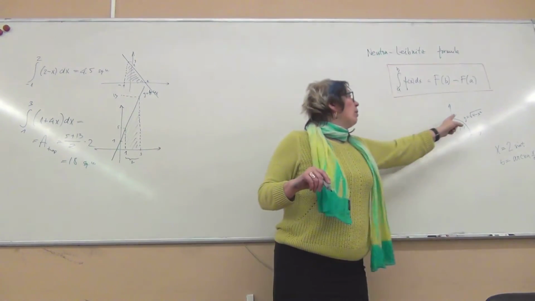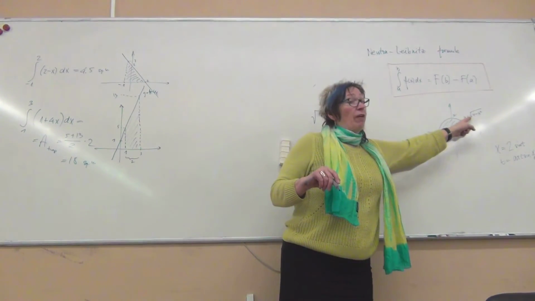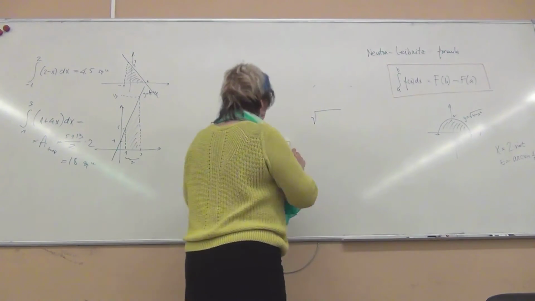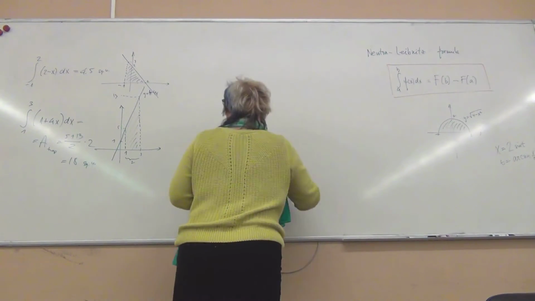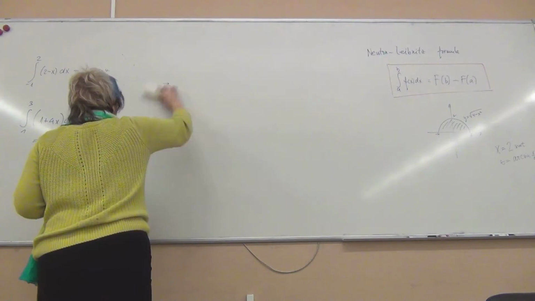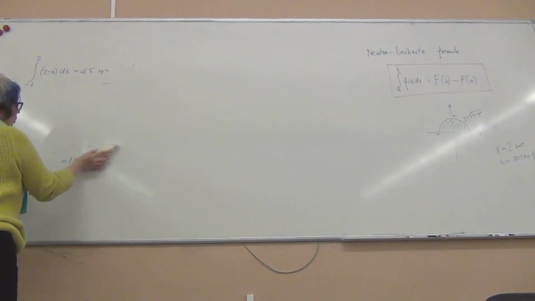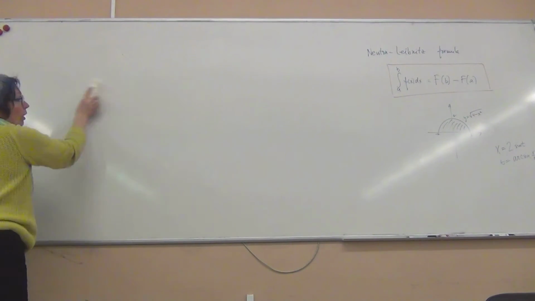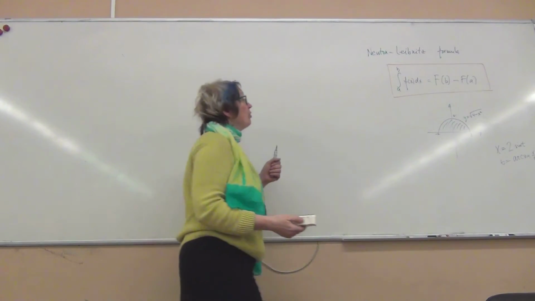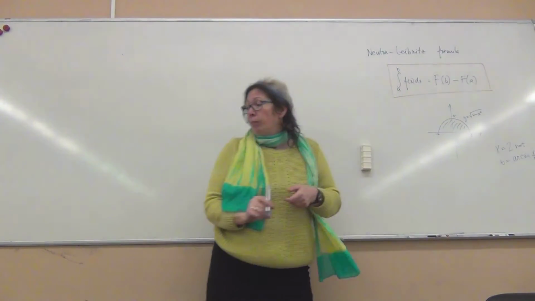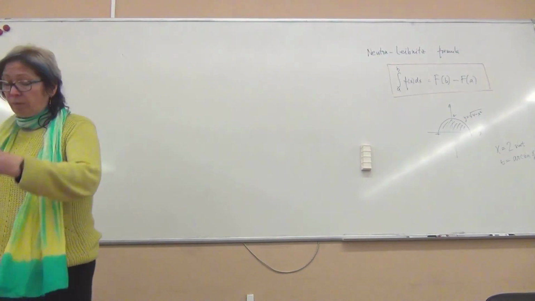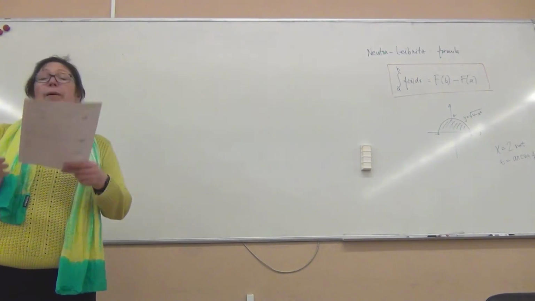Because y is only positive. Y has only positive values for this. It would be full circle. If it would be full circle, then I couldn't find that integral. I would have to write two integrals of something. Okay, so this was the easy part.